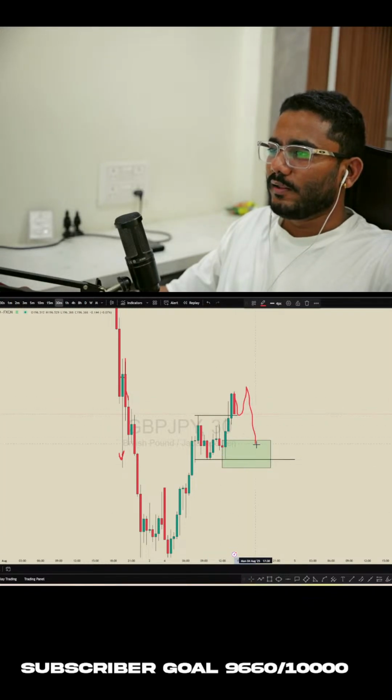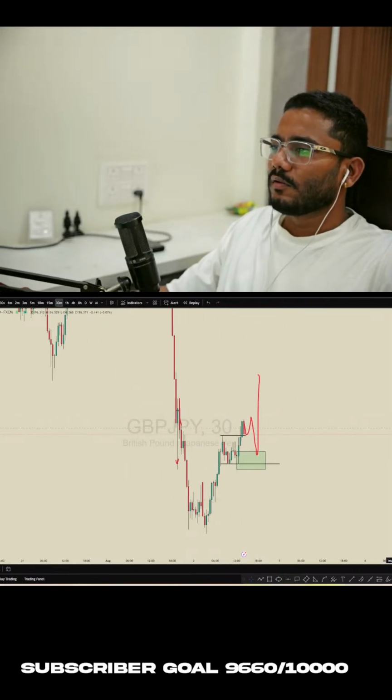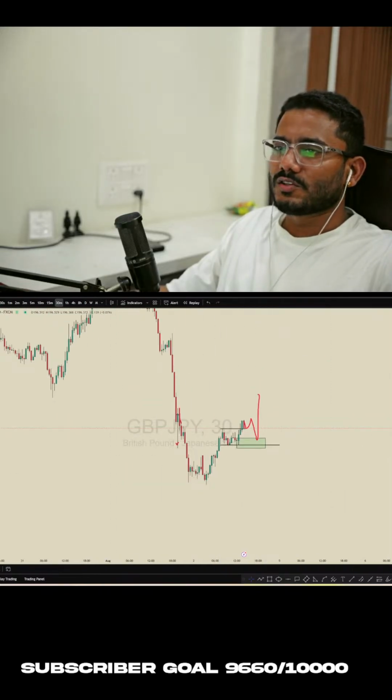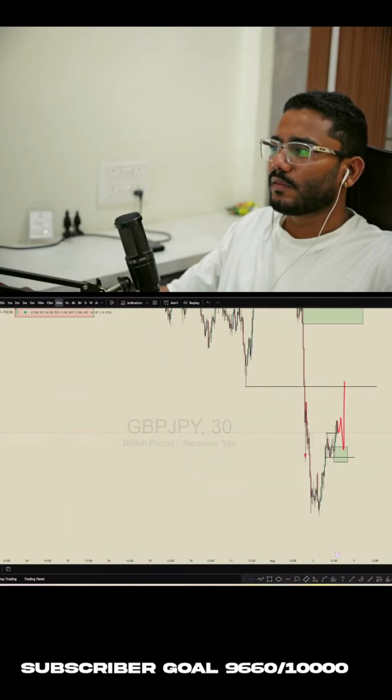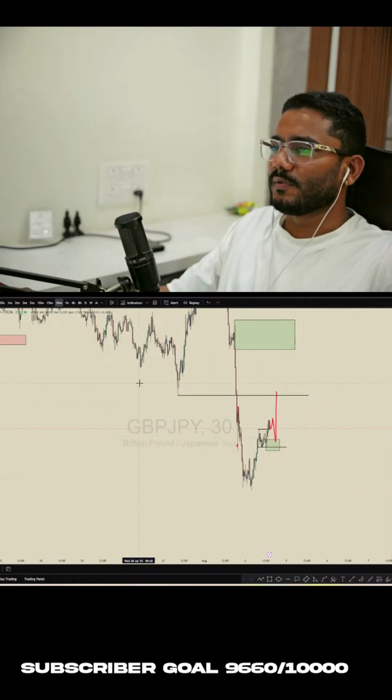It should create liquidity, then we can target the next imbalance over here. So this is the order block, and the next structure is over here. We can target this area because price can mitigate the structure like this previous low.